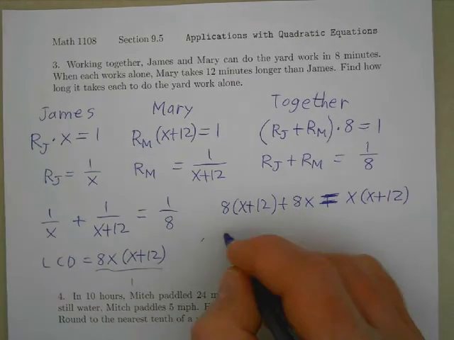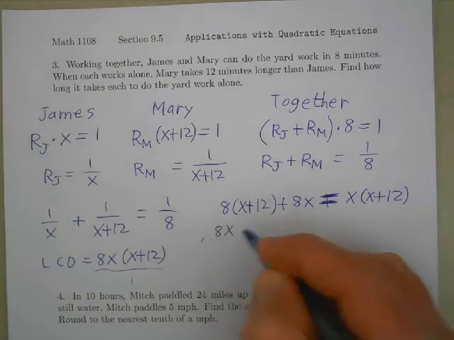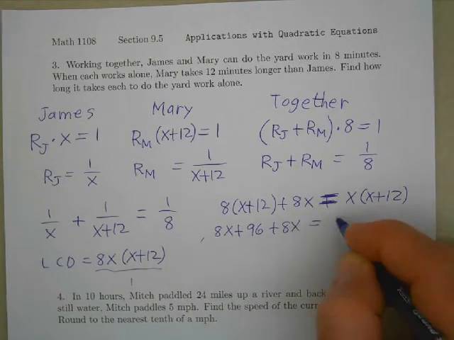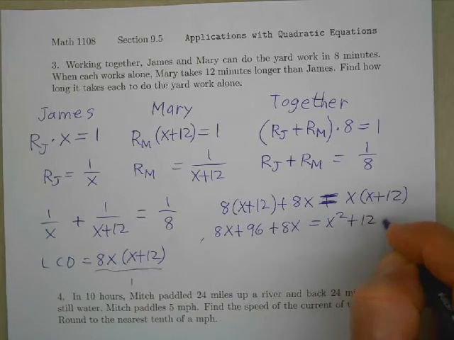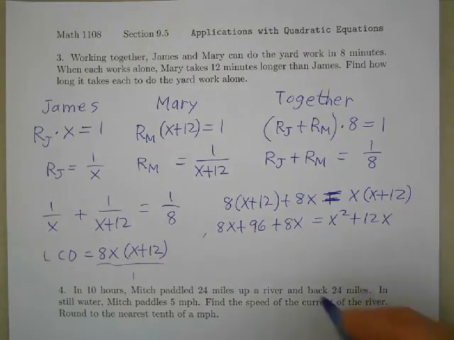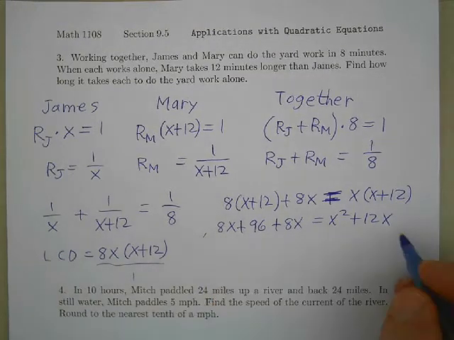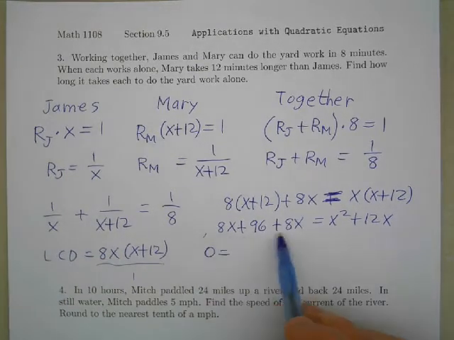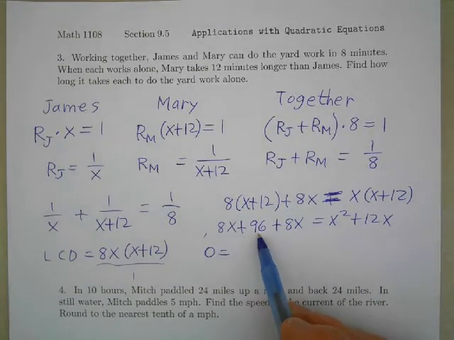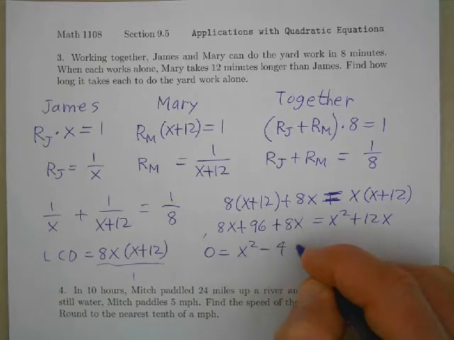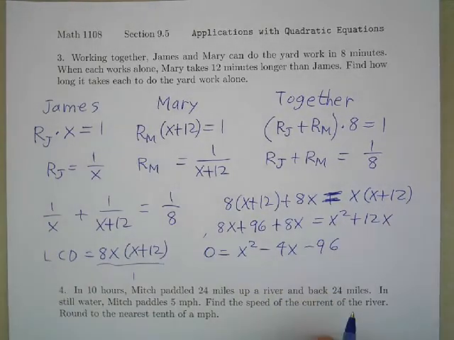So we do algebra and arithmetic. Here we have 8x plus 96 plus 8x. On the right-hand side, x squared plus 12x. We have a quadratic equation. So we'll make the left-hand side 0 by subtracting a total of 16x from both sides and also subtracting 96 from both sides. So 0 equals x squared minus 4x minus 96.